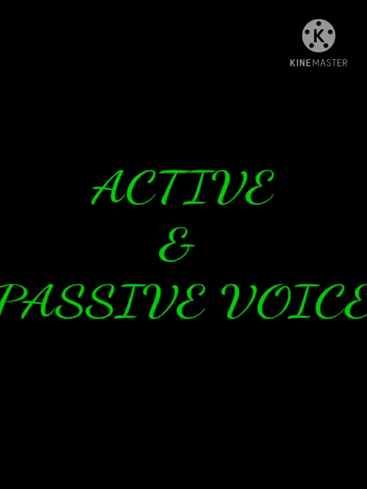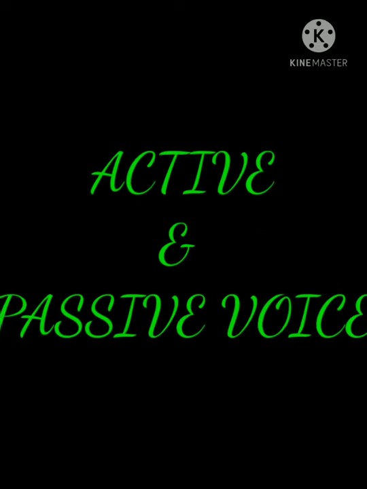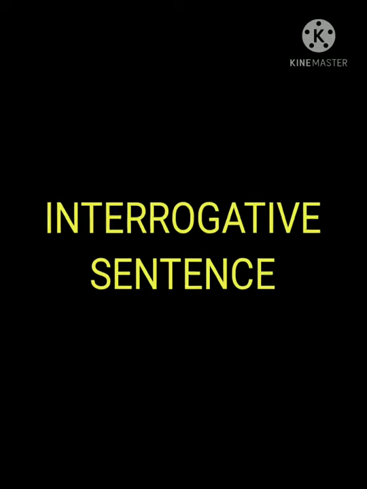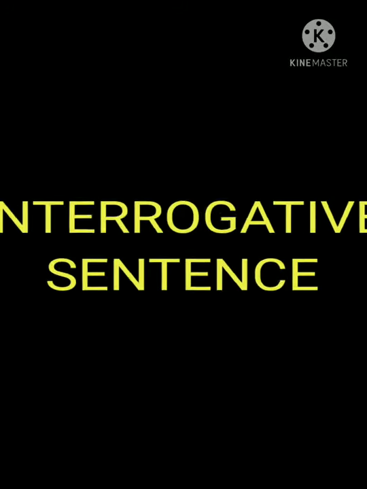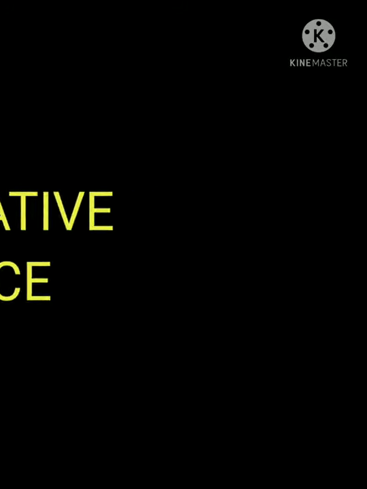So far, we have discussed how to change declarative and imperative sentences from active to passive voice. In today's English online video class, we are going to learn how to change an interrogative sentence from active to passive voice. What is an interrogative sentence? An interrogative sentence means it asks you questions. There are two types of interrogative sentence. One is yes or no questions and another one is WH questions.